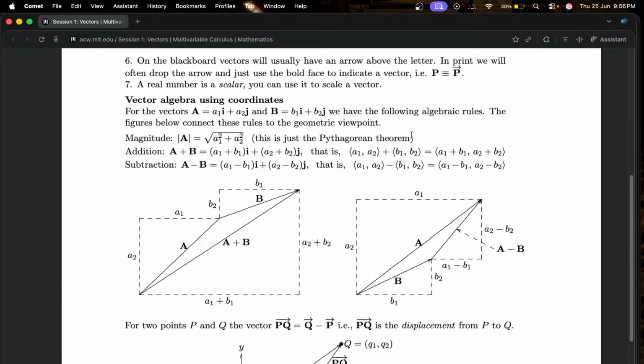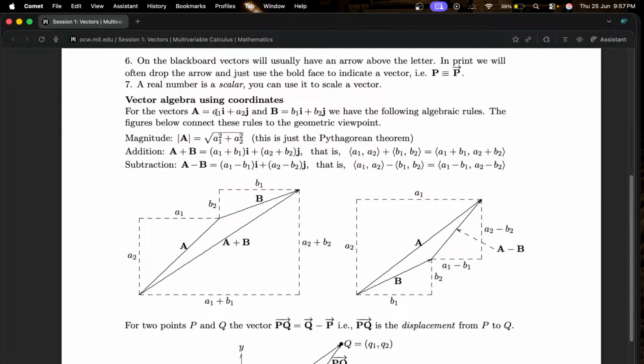So on the blackboard, vectors will usually have an arrow above the letter. In print, we often drop the arrow and just use boldface to indicate a vector. Yeah, it's basic terminology. A real number is a scalar. You can use it to scale a vector.